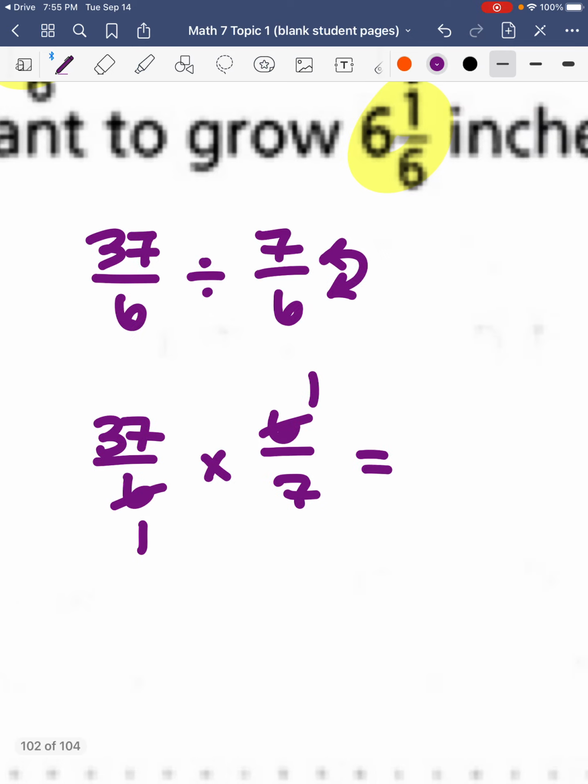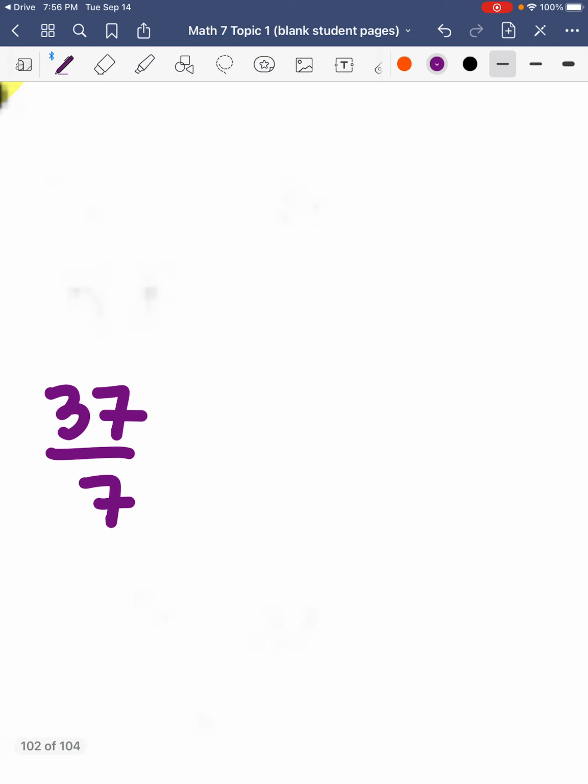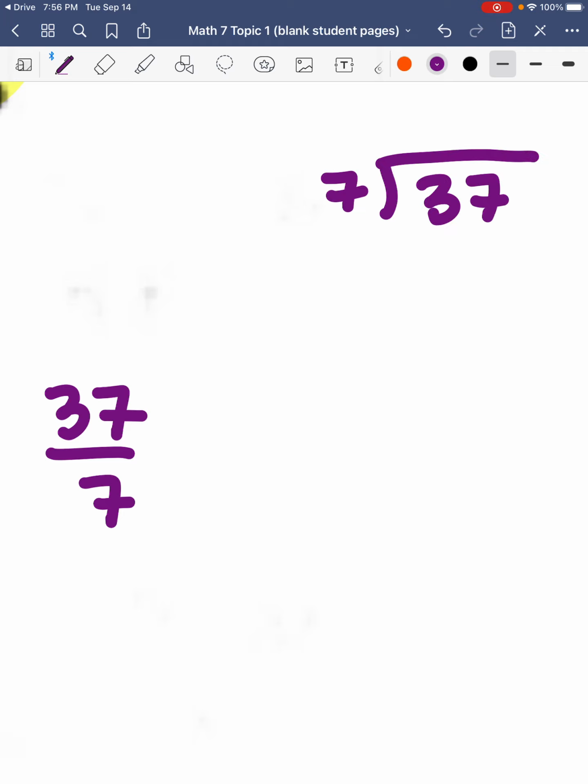So we multiply across the top. 37 times 1 is simply 37. And then we have 1 times 7, and 1 times 7 is 7. Now this right here is an improper fraction, so let's see if we can make it a mixed number. So to do that, I'm going to use division. 37 goes on the inside, 7 goes on the outside.